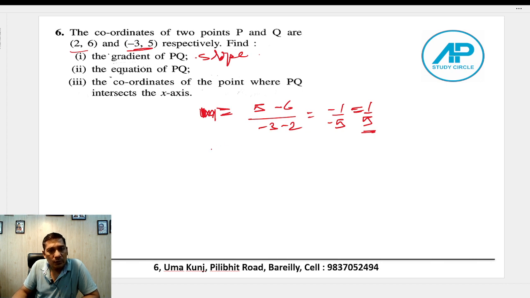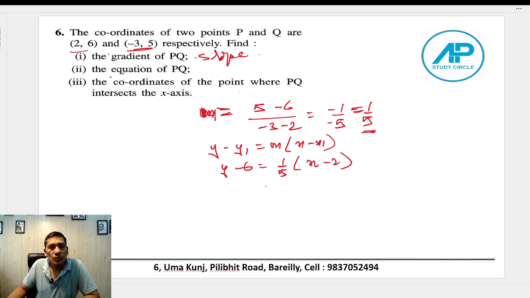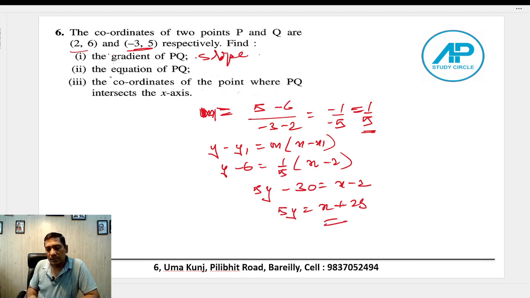Equation of PQ, y minus y1 equals m times x minus x1. Y minus 6 equals 1 upon 5 times x minus 2. 5y minus 30 equals x minus 2. 5y equals x plus 28. That is the equation. It's as simple as that.